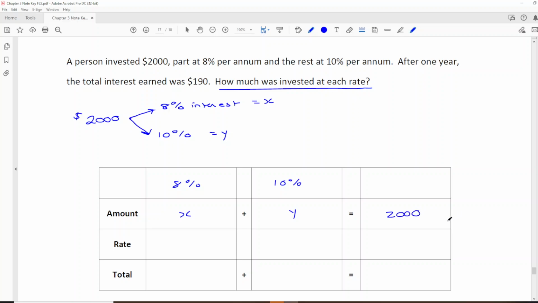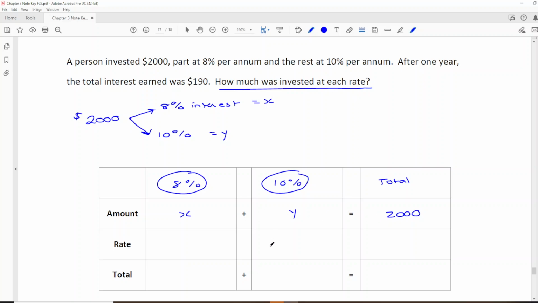Right away, hopefully you're noticing one of the biggest differences here is that I had something to write here. I had that 8% and that 10%, which we have always had for our mixture, but we didn't have a percentage of our final percent, of our total. So for this one, this is just total invested. So the total amount invested was $2,000, part at 8% and part at 10%.